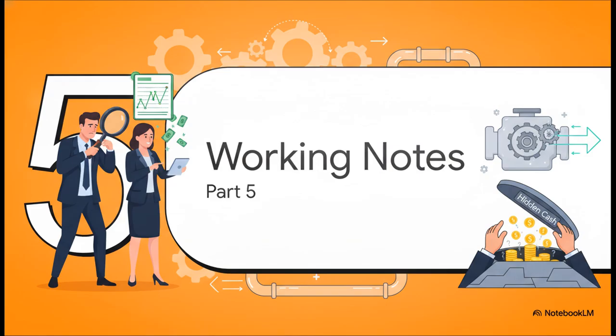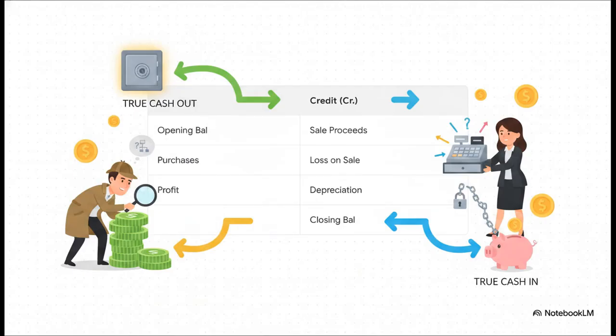Part 5. Working Notes and Adjustments. Now, sometimes to find hidden cash movements, you have to do a little accounting detective work under the hood. Take the fixed asset account. You can't just glance at the balance sheet. You have to map out the opening balance, add purchases, subtract depreciation, and factor in the profit or loss on sales to finally reveal the actual bank figures. That's the real cash that went out for a purchase or came in from a sale.